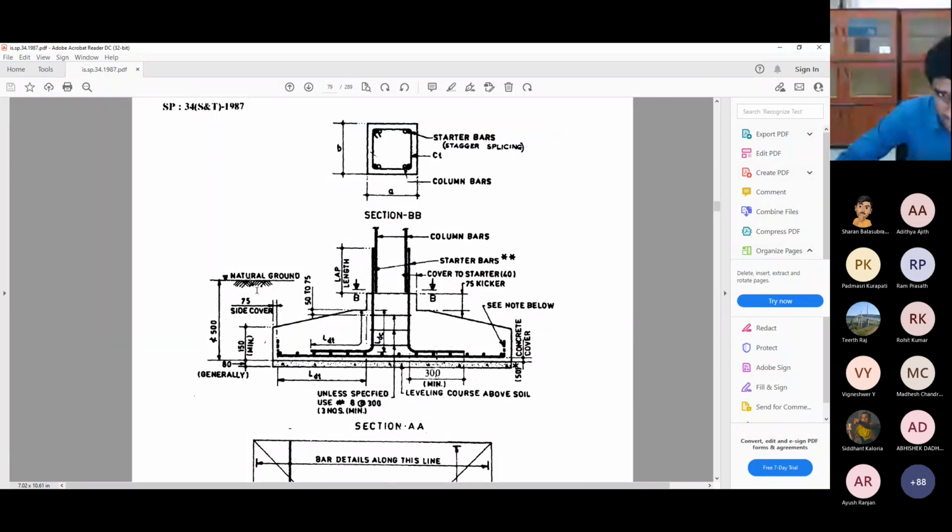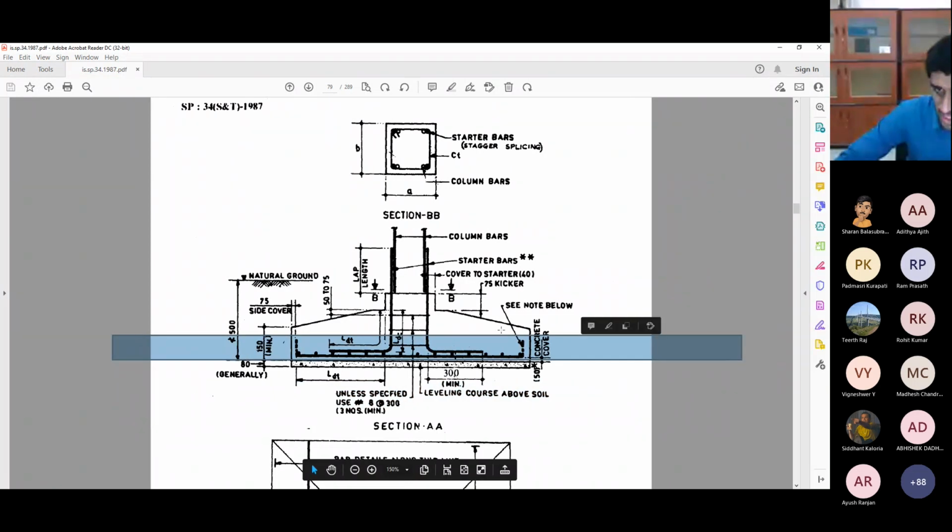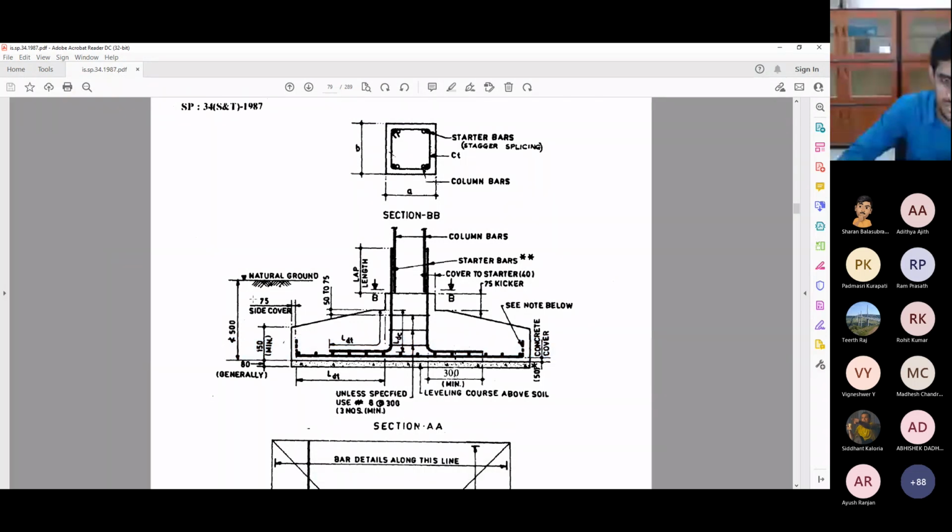And many times you see that there is a sloping in the footing. I have not included slope in the problem which I did. It was a flat, equal thickness footing. But usually this is how it will be.